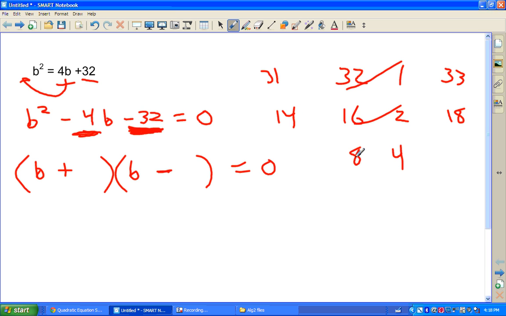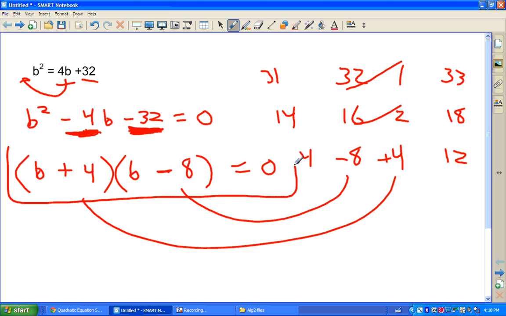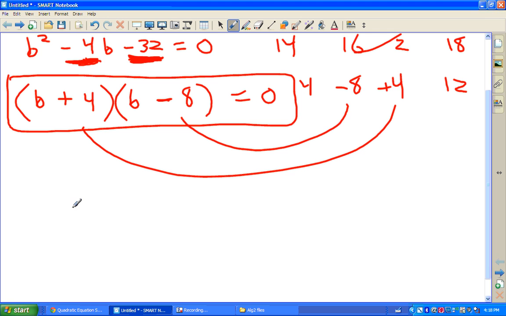Oh, now we're talking. If I get 8 plus 4, I could get a 12, but 8 minus 4 is a 4. That's what I'm looking for. Now, one of them has to be minus. Since this is a minus, make the 8 the minus, make the 4 the plus. In other words, the plus 4 goes here. The negative 8 goes here. Okay? So now there's my equation.